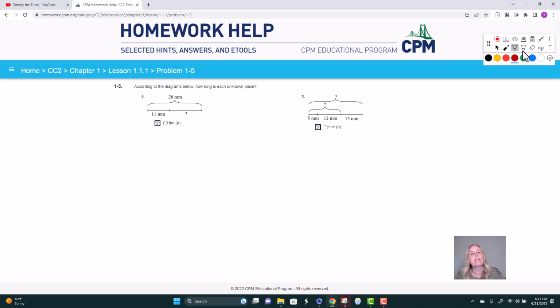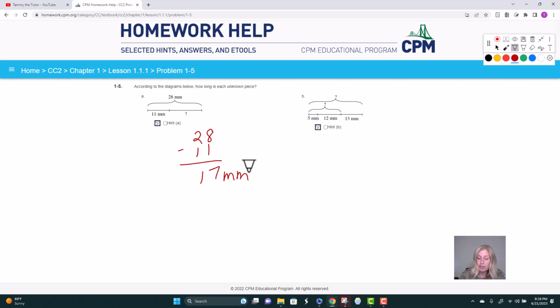Okay, so according to the diagrams below, how long is each unknown piece? If you look at this one right here, it shows you that from start to finish is 28 millimeters long. But then they show you just this portion from here to here is 11 millimeters. So we just have to figure out how much the rest of this is. So if this 11 adds to this to get 28 total, then the fastest way to figure it out is you can take that 28 and subtract 11, and that should give us what is left over here. And don't forget your labels, so 17 millimeters.